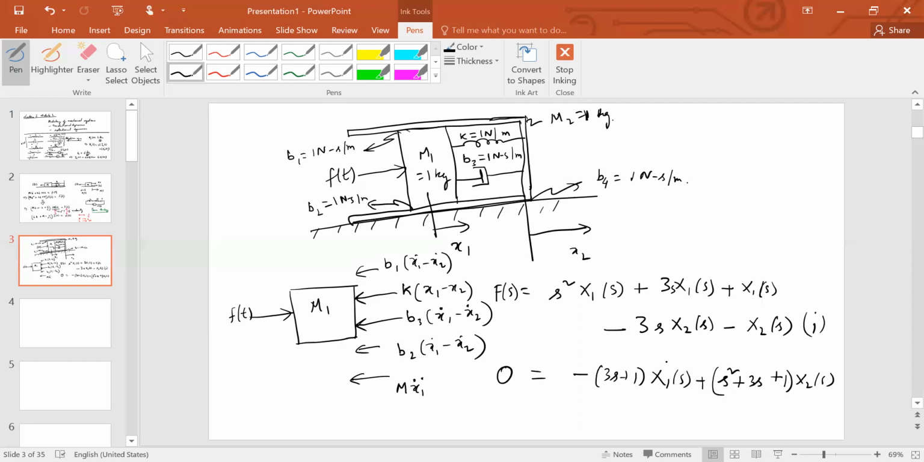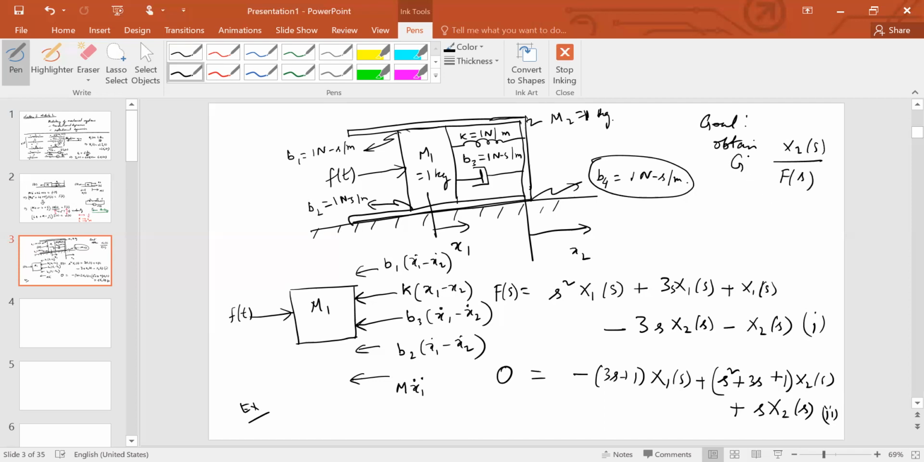But what am I missing? Remember that there is this additional fellow here, which is only acting on m2, not on m1, right? So that will also have to be accounted for. So this also gets added. All right. So solving for these two equations, again, I leave it to you as an exercise to check what you will eventually get. So I didn't write the goal. The goal was to obtain, let's say, x2 s over f of s. All right. This was the transfer function that we were required to obtain.